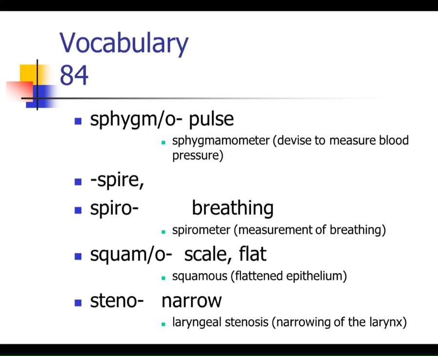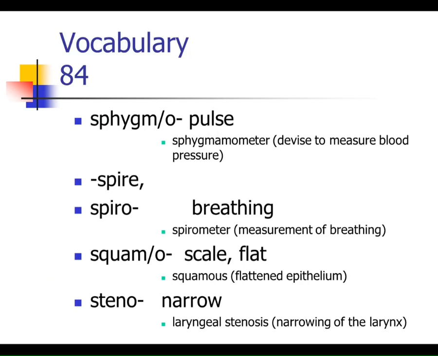We'll go one more. Sphygmo means pulse. When you're taking blood pressure, the blood pressure cuff has that dial on it called the sphygmomanometer. Sphygmo referring to what can measure the pulse. Spiro, respirometry, to respire, to expire, to inspire, all related to breathing.